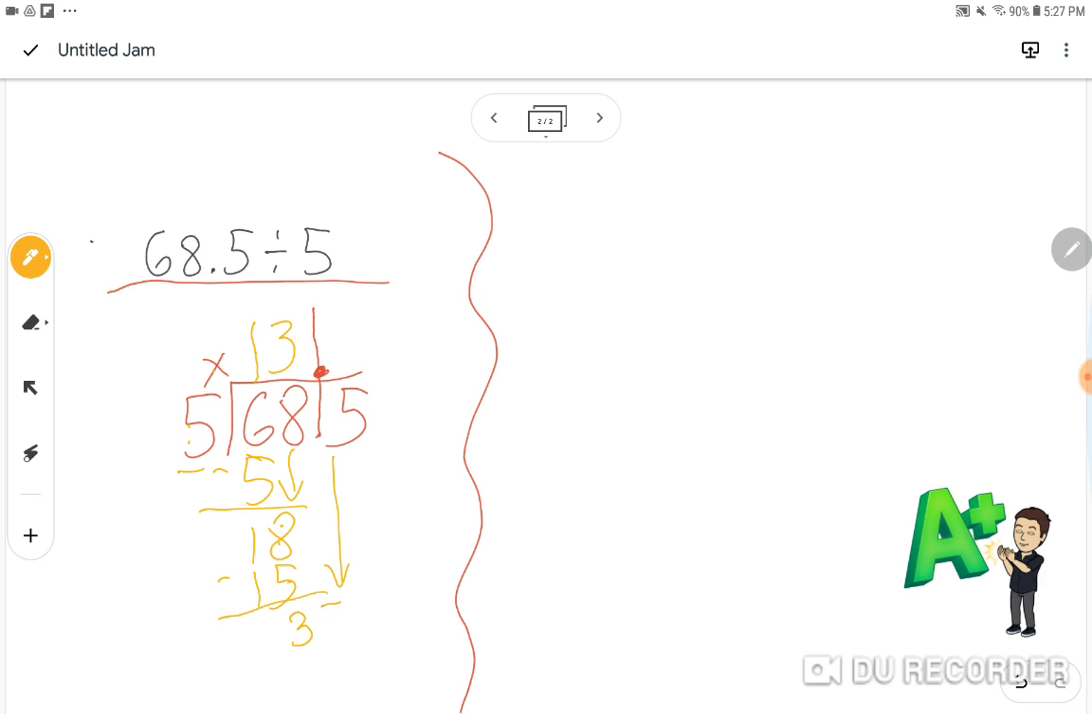Bring down your 5. Last question. How many 5s go into 35? 7. 7 times 5 is 35. And you get remainder 0. So the answer is 13 and 7/10.